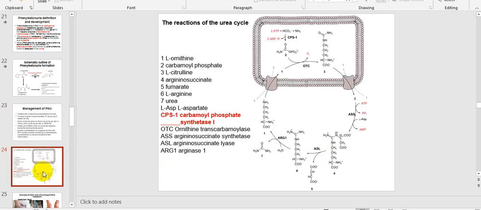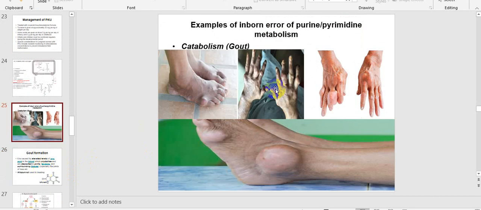This is the urea cycle. Go through your slides. These are symptoms. So let's look at gout. Gout has to do with what? Purine and pyrimidine metabolism. That's the adenine, guanine, cytosine, uracil, and thymine. They are the purine and pyrimidine.